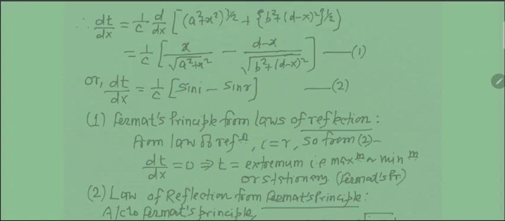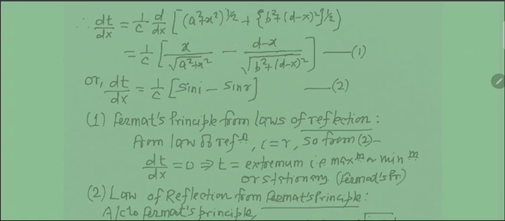Half will come in the front, and 2x will appear here. The half and the 2 will cancel out. x by square root of this will come. This is simple differentiation, I don't think there is any need to even discuss this. And why has this minus sign come over here? Because of this minus x. When you apply the chain rule, you will get the minus sign.